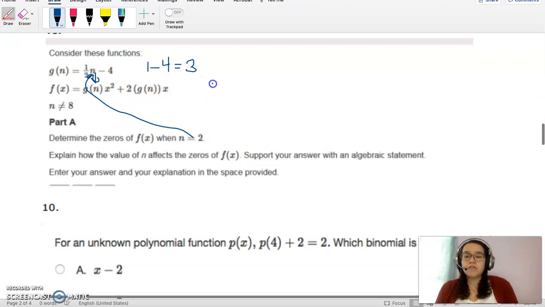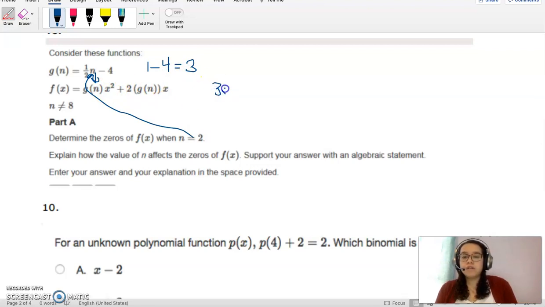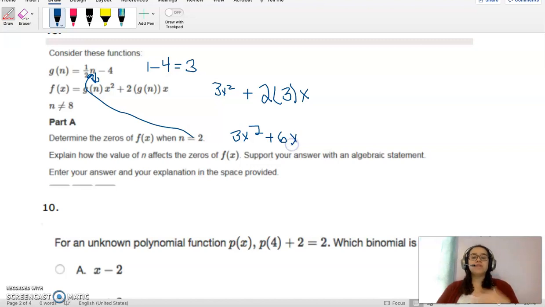So this says 3x squared plus 2 times 3, x. We know what 2 times 3 is, right, guys? So if I go one more time, this is actually just 3x squared plus 6x. And now I know how to evaluate this on the calculator and determine the real zeros of it. So I would plug this into Desmos and look for the zeros.